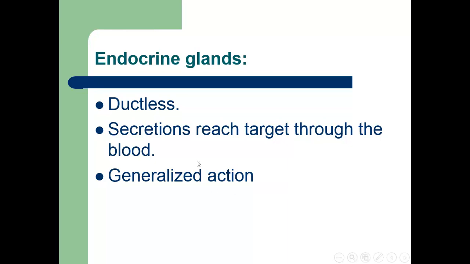Let us take the thyroid gland again. It secretes thyroid hormones. These thyroid hormones are needed by almost all cells in the body. So the thyroid hormones will circulate through the blood and they will reach almost all cells.